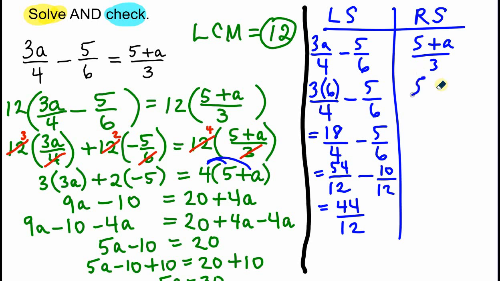So I'm going to replace a with 6. And oh, the right-hand side is way easier to deal with. I get 11/3. Okay, now I look at the left side and I look at the right side and go, 44/12, 11/3. Well, those don't look the same, but I do realize that my fraction on the left-hand side is not in lowest terms. I can divide it by 4 on top and bottom, and oh man, look what we got here.